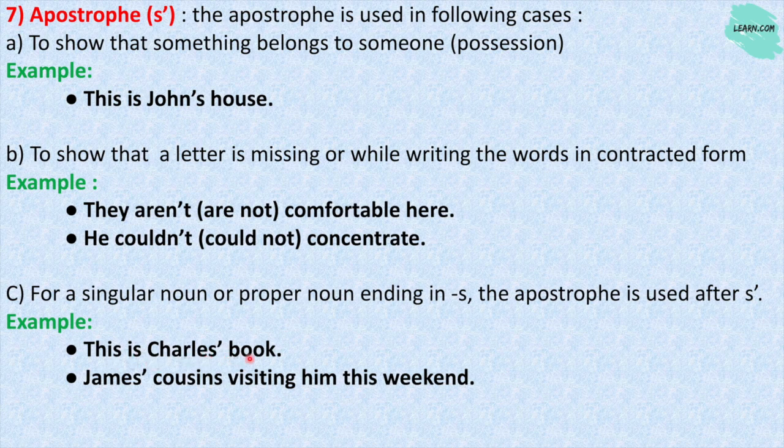This is Charles' book. After the s we are using it because the s is already a part of the name. James' cousins are visiting him this weekend. So here also we are using the apostrophe after the s. So this is the difference: you can see the names ending in s, and if the name is not ending in s, then we use this form, that is, after the name we use an apostrophe and then s.